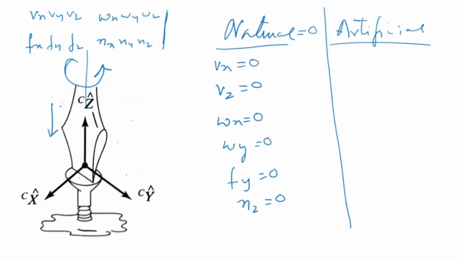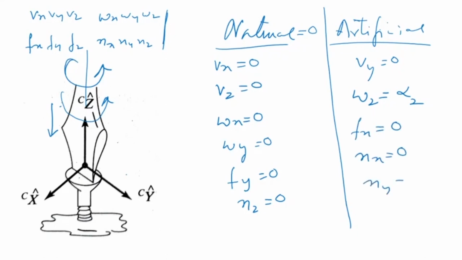So what are the artificial constraints? The artificial constraints are Vy is equal to 0, otherwise it will disengage. Omega z is equal to alpha 2, let's say. So we must have an angular velocity about the z-axis, which is our alpha 2, which we are controlling in order to perform the task. Fx must be maintained as 0, Nx must be 0, Ny must be 0, and your Fz must be equal to alpha 3. Okay, you have to ensure this, otherwise the task will not be done.